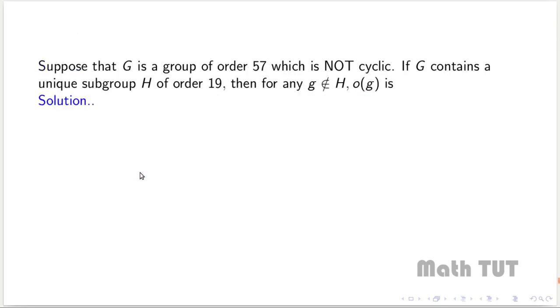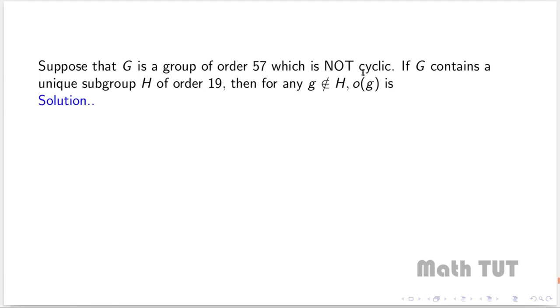Now we'll move to the last problem. This problem is also an interesting problem. We're given a group of order 57 which is not cyclic, and G contains a unique subgroup H of order 19. We are asked to find the order of an element of G which is not in H. So here you can see the group G of order 57 is not a cyclic group.